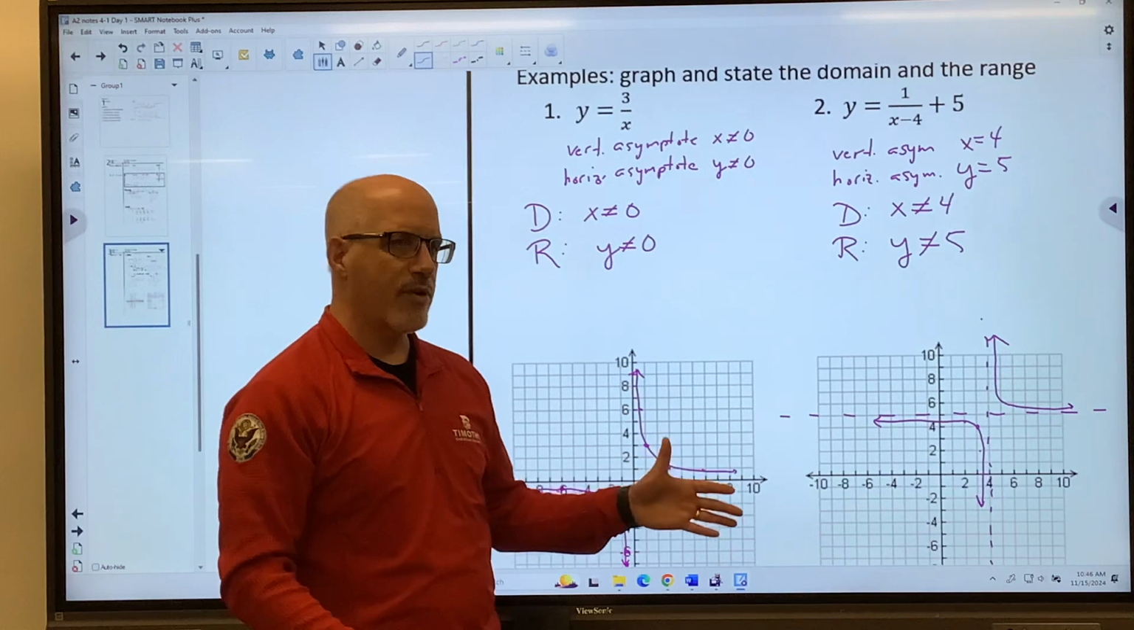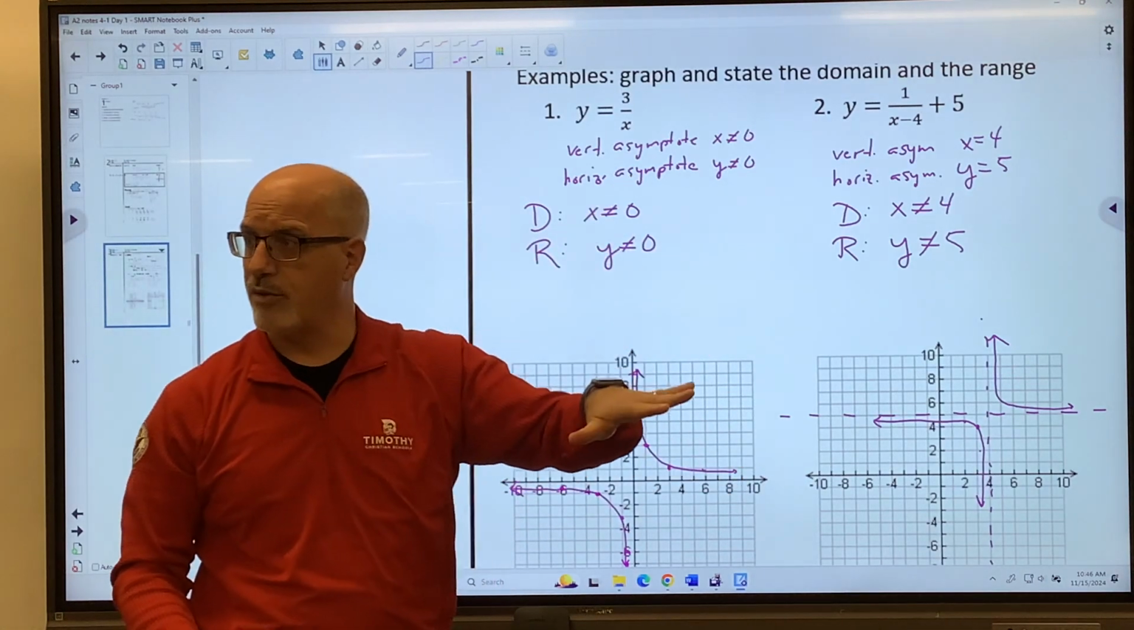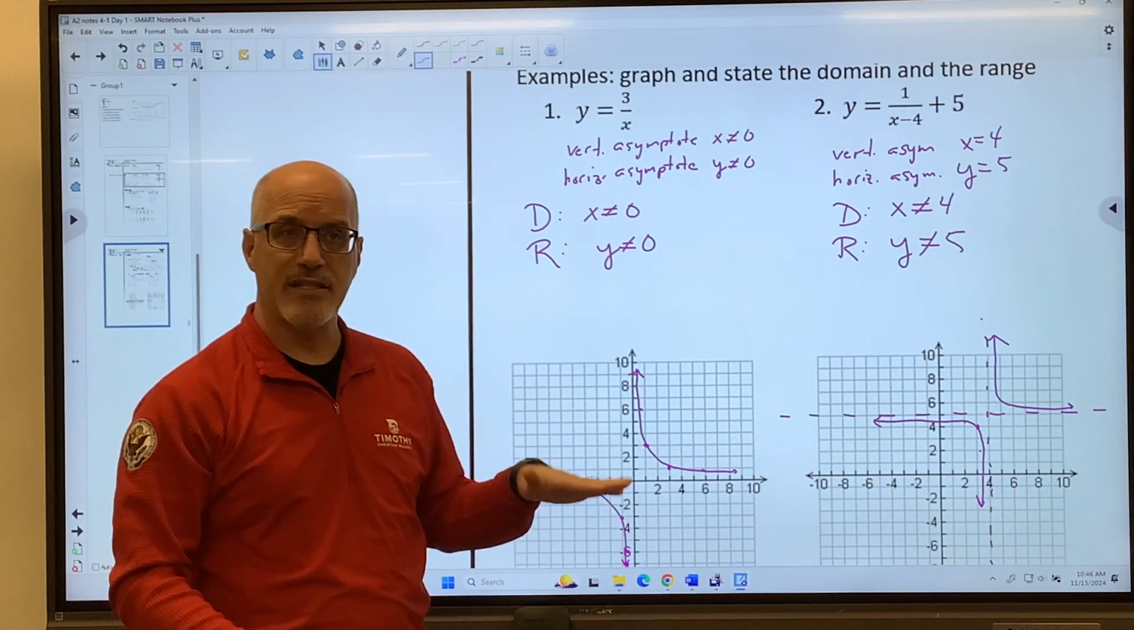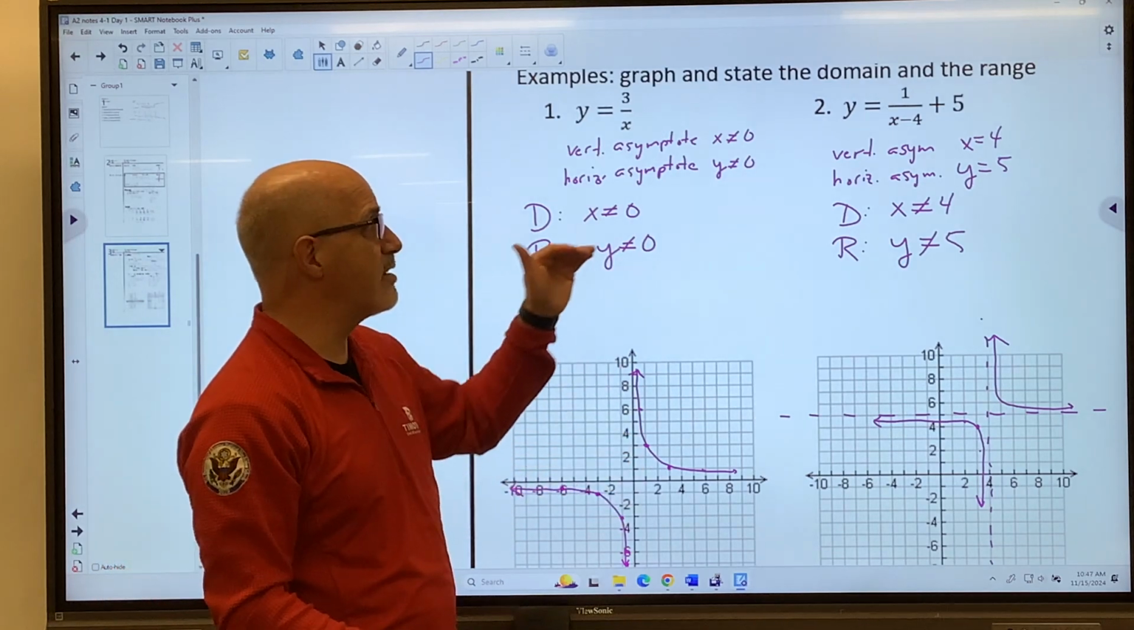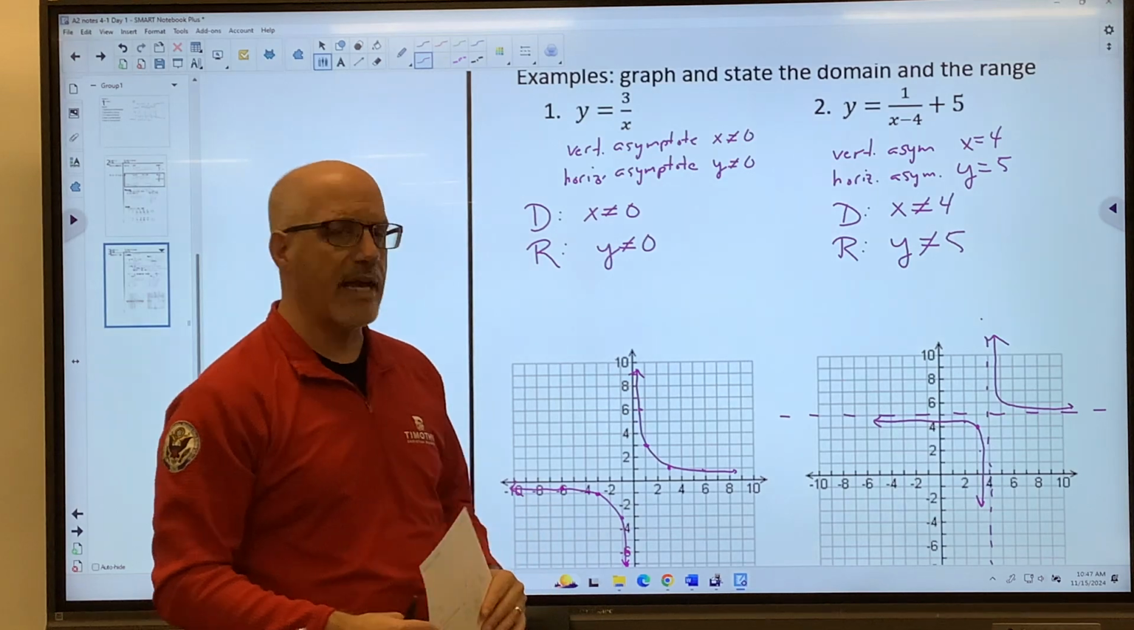So these are hyperbolas, and they come from these graphs when we have denominators that include the variable. They're based on inverse variations, but these rational expressions will give us graphs that include asymptotes.